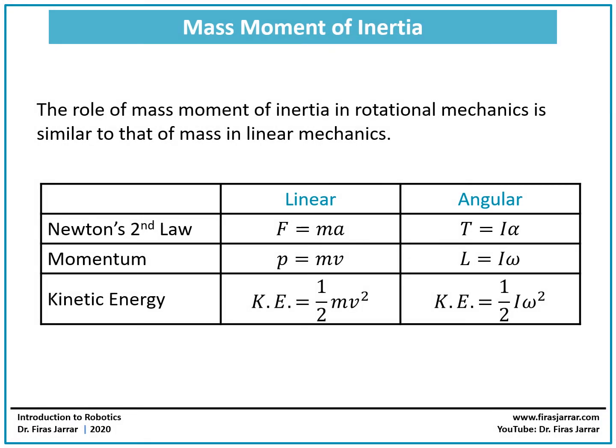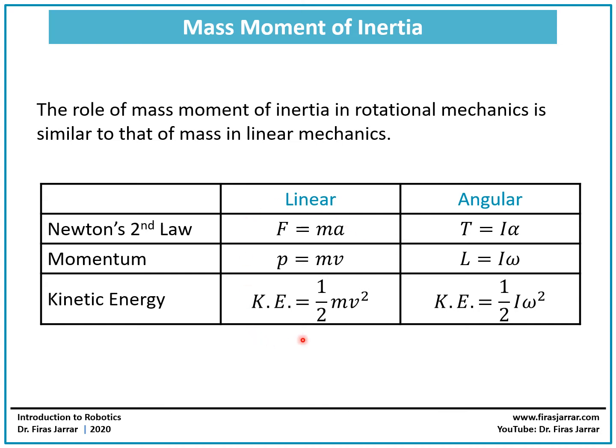So we agreed that mass moment of inertia is a measure of the ability of an object to resist change in its rotational speed about a given axis. And what comes to our mind now would be mass, because if you recall, mass is also a measure of the ability of an object to resist change in its velocity. Therefore, we would anticipate that the role of mass moment of inertia in rotational mechanics would mirror the role of mass in linear mechanics.